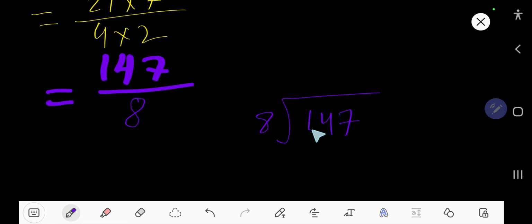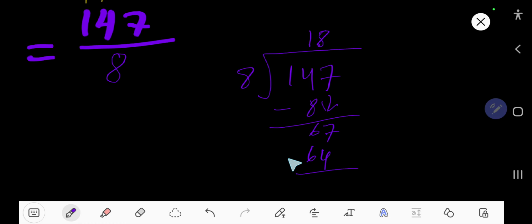So change it to mixed number. 8 goes into 14 how many times? 1 time. So 8. Subtract, then you are getting 6. 14 minus 8, 6. Okay, now bring down this 7. 67, that is 8 goes into it 8 times. 8 times 8, 64. Subtract, you are getting 3. So quotient will be our whole number, remainder will be our numerator, and divisor will be our denominator. So this is the answer, right?